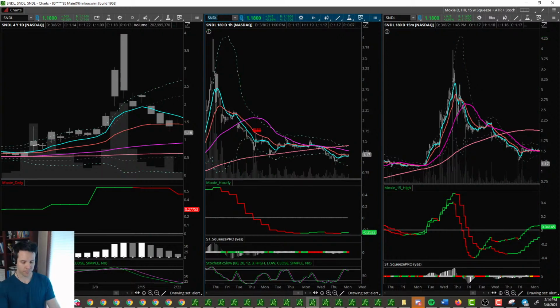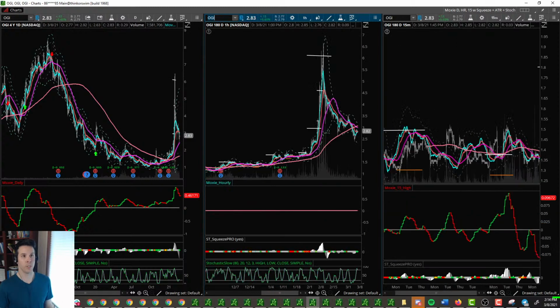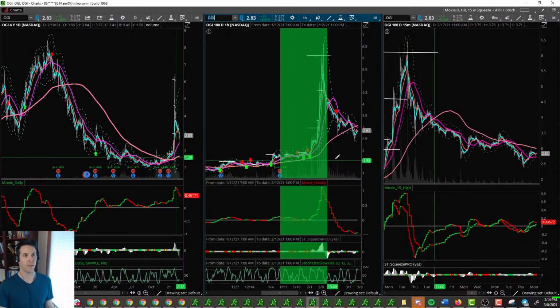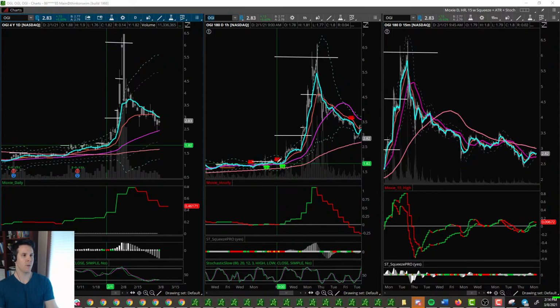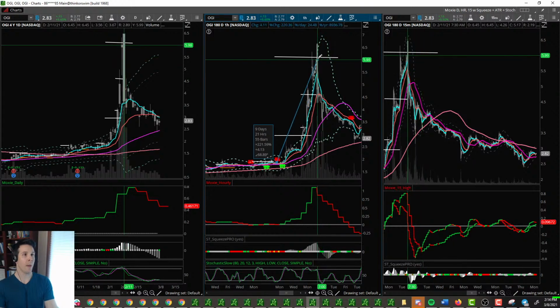One of the other names that was helping was OGI. Look at this thing. This was a nice little base here on the daily and hourly. Once again, everything was looking perfect in through here. Started to pop, pop. And I think, at the max where we sold it was 225%. So that was another really good day.